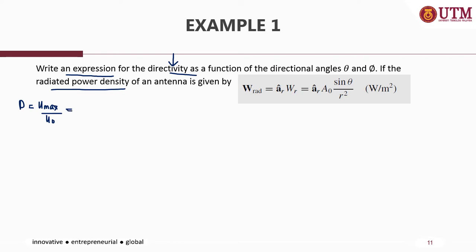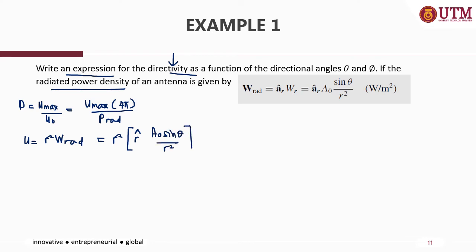In which U naught equal to P rad, or radiated power, divided by 4 pi. So U max multiplied with 4 pi over P rad. Okay, next. So given is W rad, so in which we know that U equal to R squared W rad. In this case, W rad is given by that equation, A naught sine theta divided by R squared. So U in this case equal to A naught sine theta.